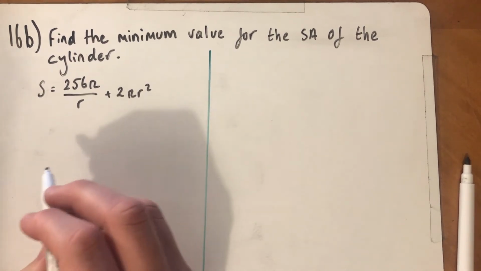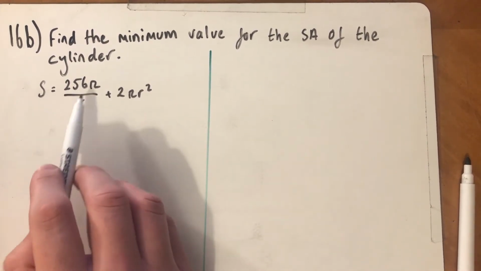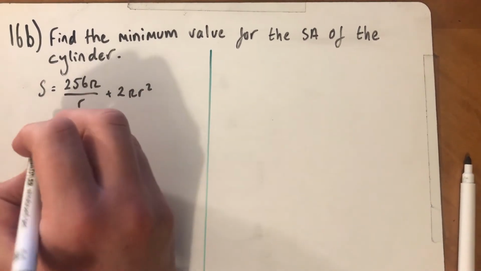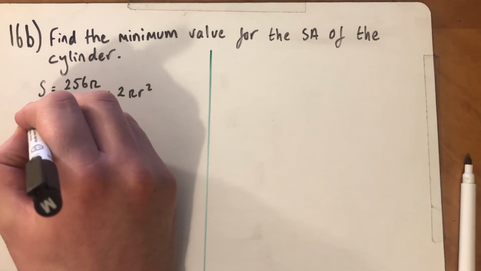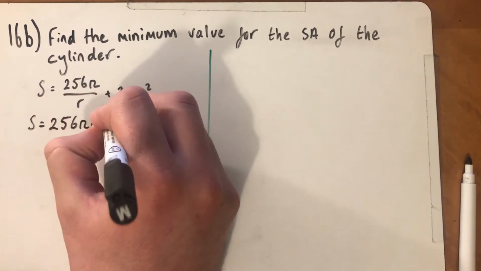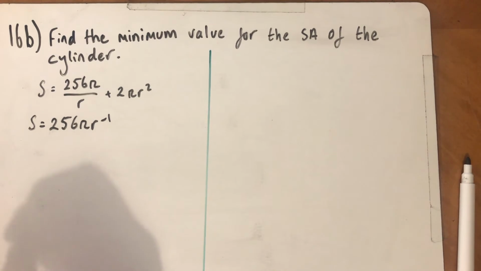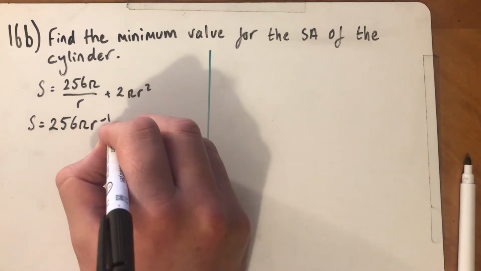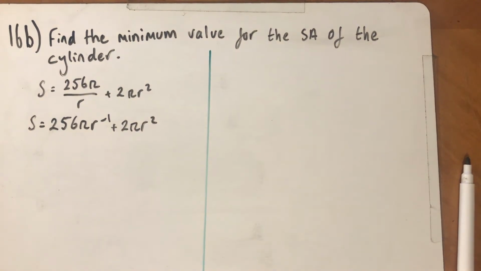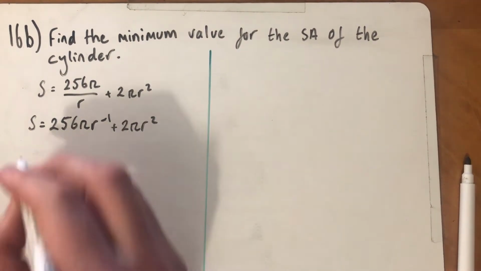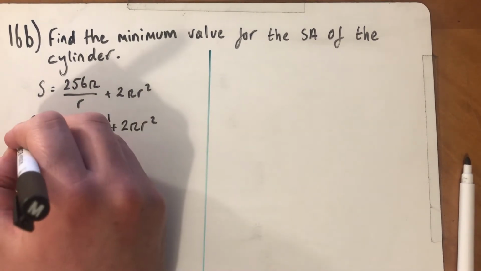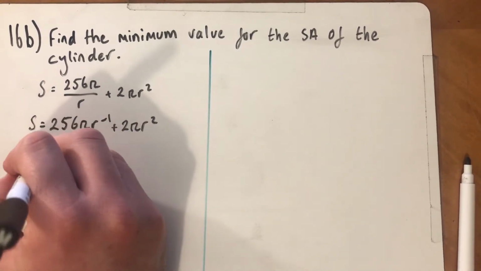Okay, so what we can do is differentiate, but before that, I'm going to rewrite this first term. Using our indice laws, I'm going to say S is equal to 256 pi r to the minus 1, so I brought the r up, plus 2 pi r squared, leaving the second term unchanged. Now I'm going to differentiate. So remember, it's d this by d this. So in this case, ds over dr.